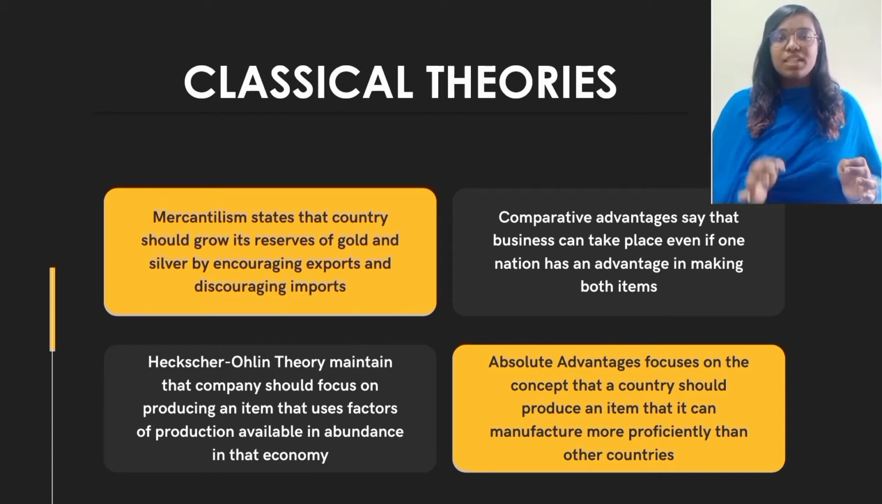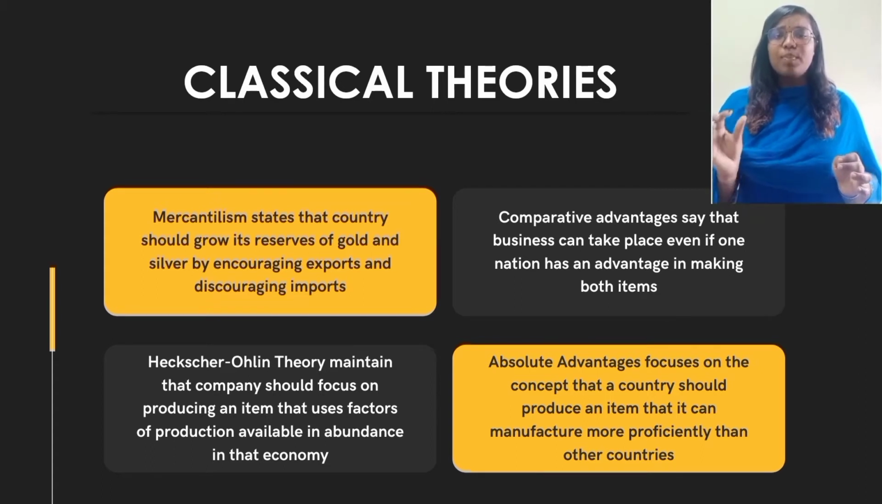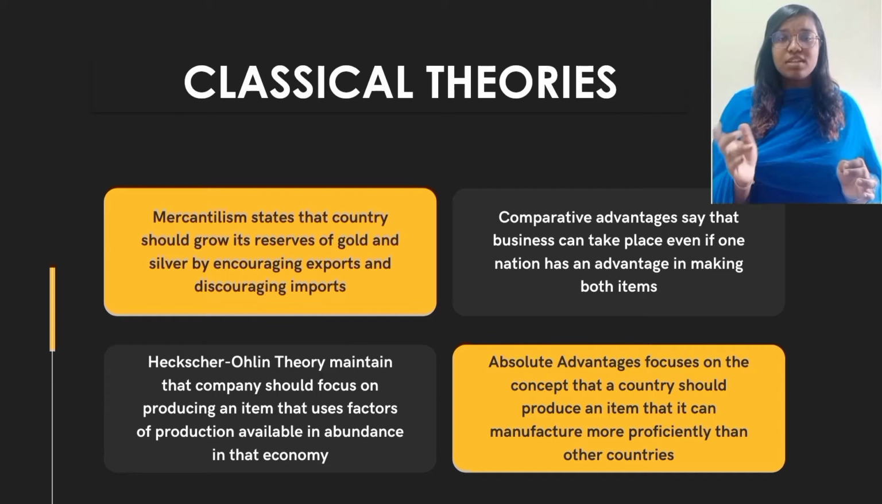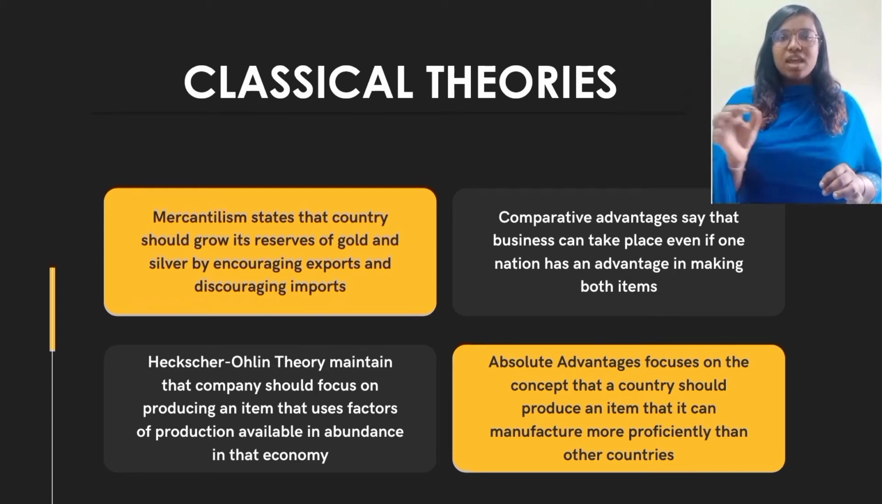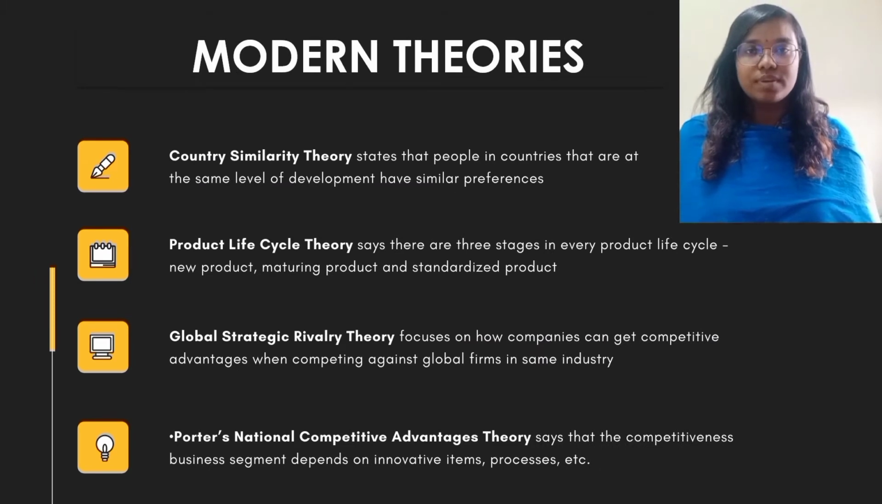Eli Heckscher and Bertil Ohlin in the early 1900s came up with a solution. They maintained that a country should focus on producing the items that use factors, land, labor, and capital, which are in abundance in that country. If a country uses the factor that is in abundance, it will help bring down the cost of production.